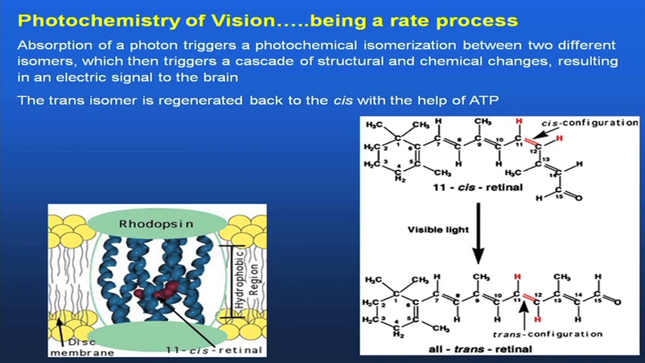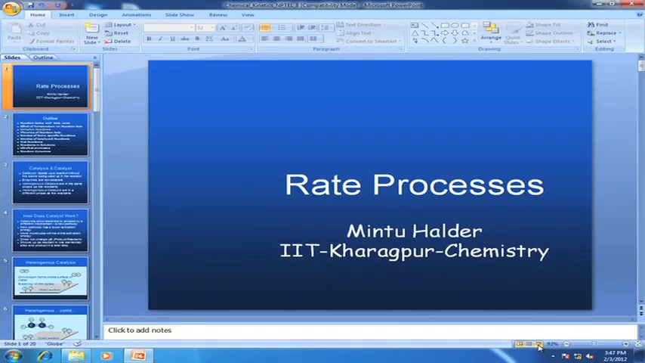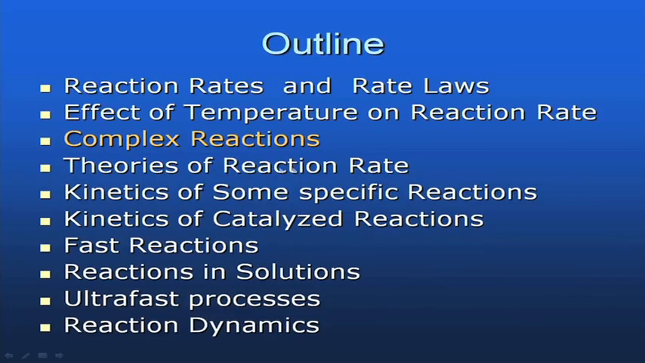Okay. So that is all about various types of complex reaction. It is also a complex reaction. This photochemistry of vision is a complex reaction. Okay. So that completes our initial part of complex reaction. Complex reaction is completed. So in our next lecture, we will talk about theories of chemical reaction rate. Okay. So that is theories of reaction rate.